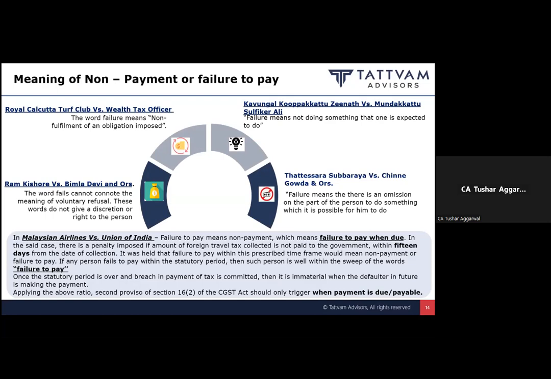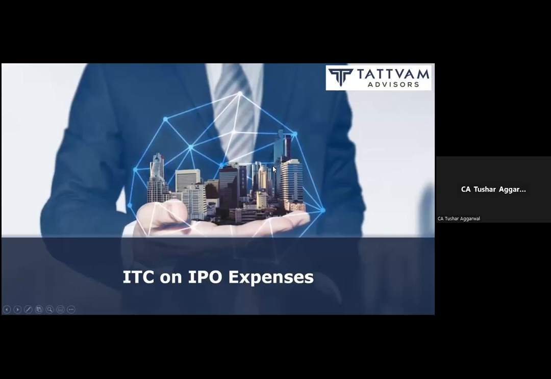So all these arguments are something which we can always take while fighting for the past cases. But when we talk about the future, we generally always advise to be conservative to avoid any unnecessary litigation. But at least for the past period, all these arguments are very much possible.